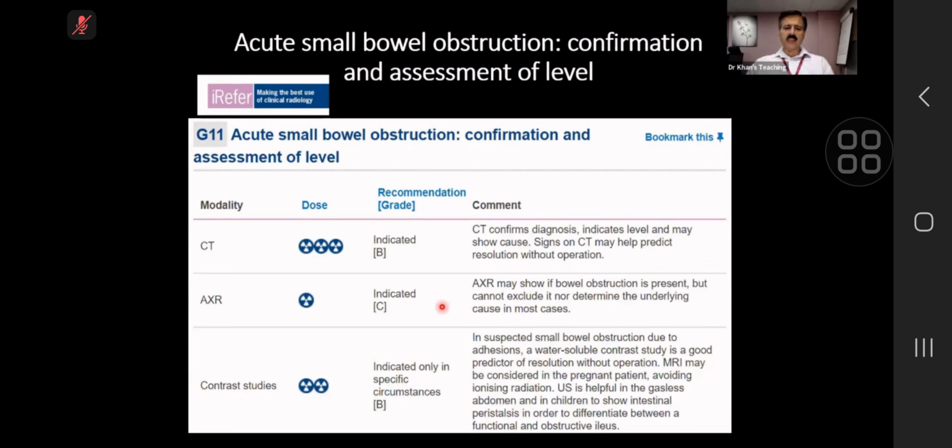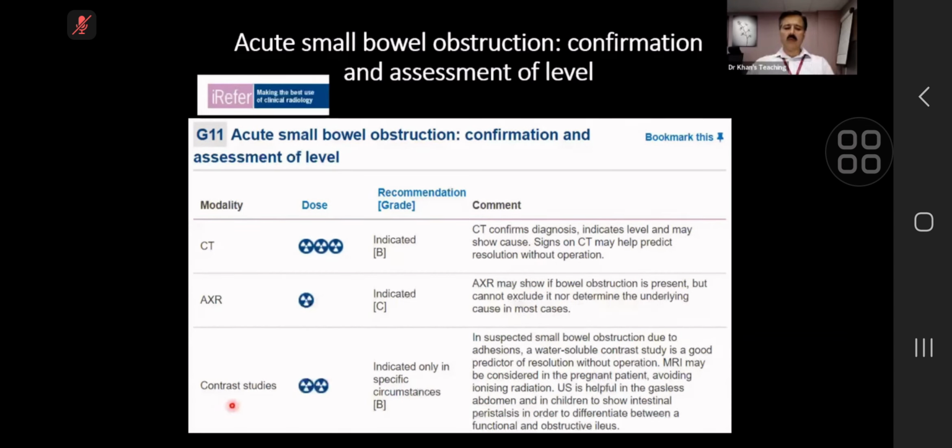Now, this is acute small bowel obstruction confirmation and assessment of level. So, what is X-ray? X-ray may show if bowel obstruction is present, but cannot exclude it or determine the underlying cause in most cases. So, the maximum an X-ray can do is there bowel obstruction or not, but the level or the cause might not be picked up. CT is much better there.